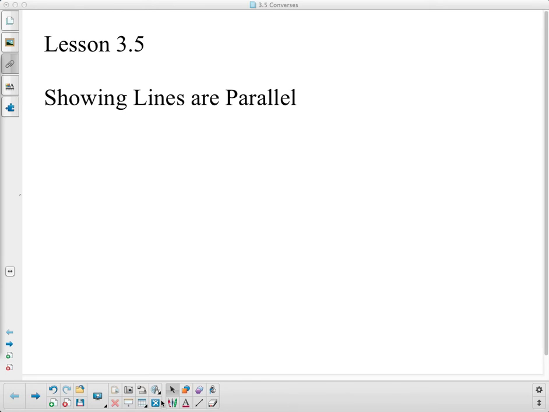Okay, showing lines are parallel is our lesson for today. Today's lesson involves what are called converses. And that's what we'll first talk about, and then we'll look at what the converses of yesterday's lessons are.